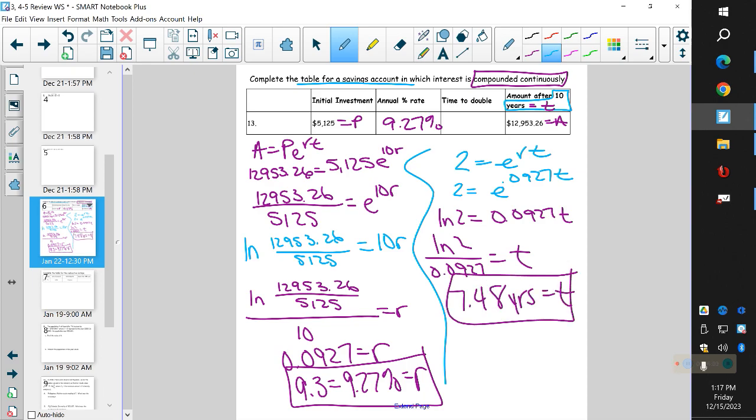Likes my money to double. Do we understand that, yes or no? Yes. So as you do these problems, it's super important that you are labeling the numbers that you are getting according to the formula. Any questions?